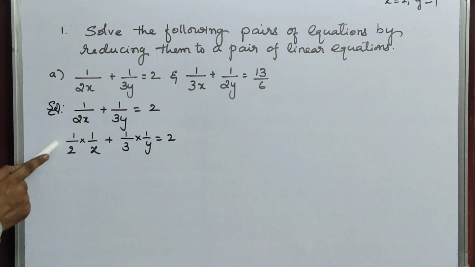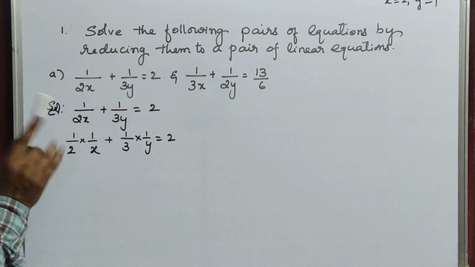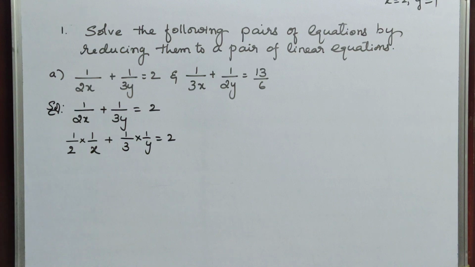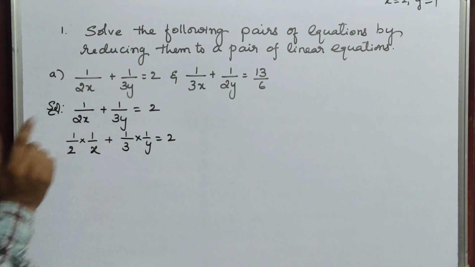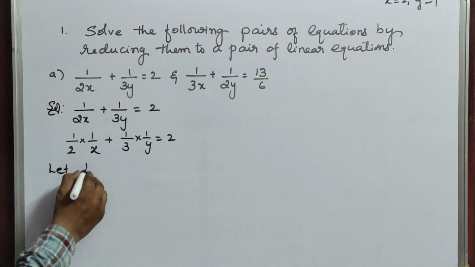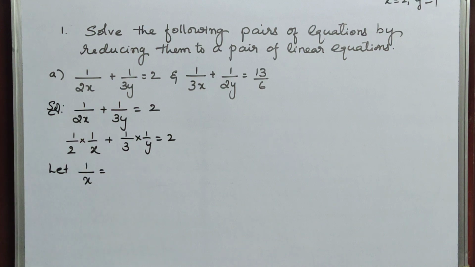So 1 by 2x can be written as, if you check once, 1 ones are 1, 2 into x is 2x, 1 into 1 is 1, 3 into y is 3y. There is no change. Now here 1 by x and 1 by y is there, no? Because it is looking like a fraction, we cannot do the sum in this way. So we have some other way.